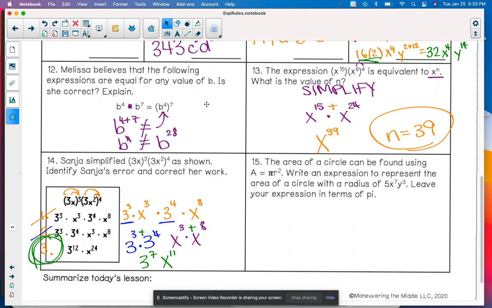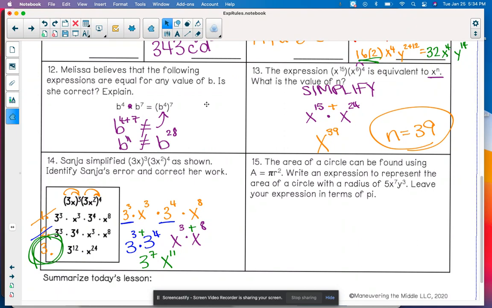And finally, for number 15, the area of a circle can be found using area equals pi r squared. We need to write an expression to represent the area of the circle with a radius of 5 x to the 7th y cubed. Leave your expression in terms of pi, meaning we do not have to turn pi into a number.